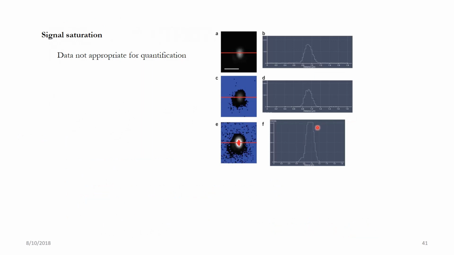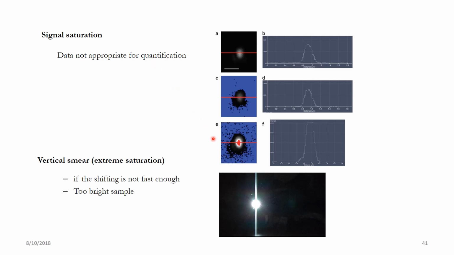Why should we not saturate? I forgot to tell you, because you have already lost the information, so it is not appropriate for quantification. There are a few examples where I have seen that people have too bright a sample, and your detector is crying, saying, oh, it's too bright, I cannot see anything, please help me. And that's when it shows these weird kind of structures.